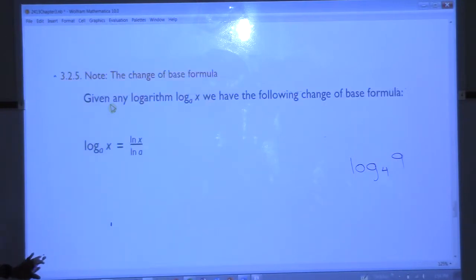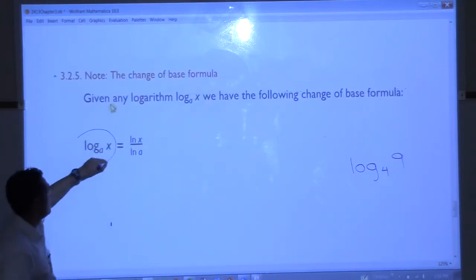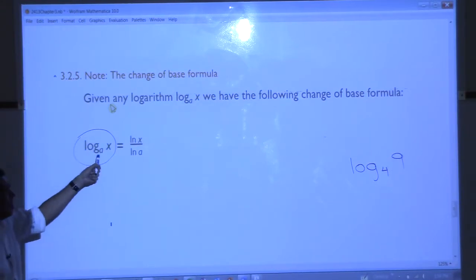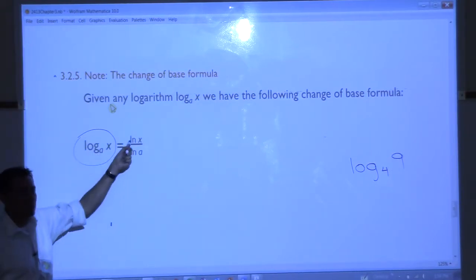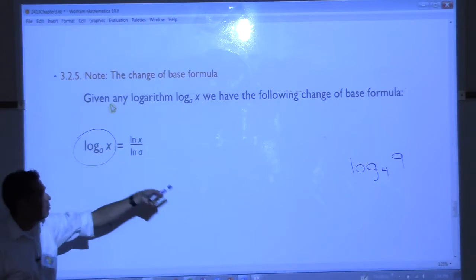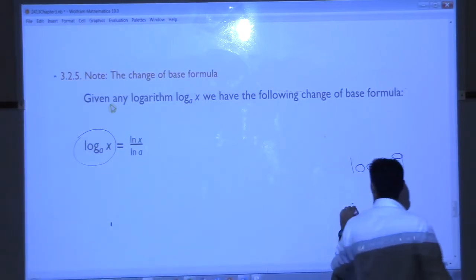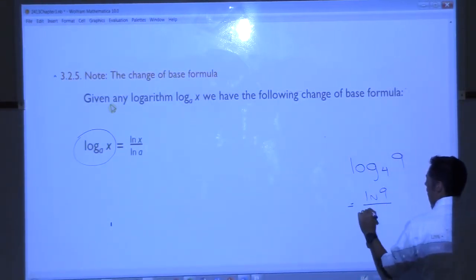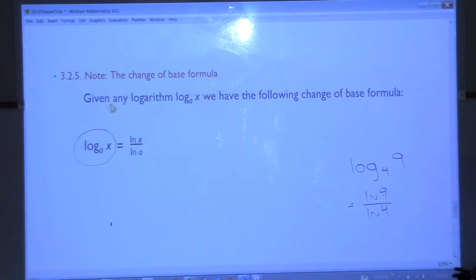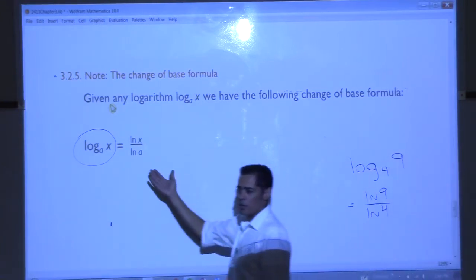The following formula says that you can do the log of any base just by using the natural log. So if I wanted to do this on my calculator, all I'd have to do is type in natural log of 9 divided by natural log of 4. And that will work for any base. So basically, you only need one key. You only need the natural log key on your calculator.